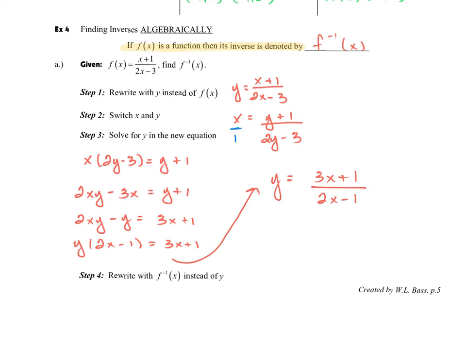And then the last thing that is a nice last step to do is to rewrite the function with our actual function notation to indicate that this new function is an inverse of something that we started with. So we can just rewrite that y. Instead of the y, we're going to write f of negative 1 of x equals 3x plus 1 over 2x minus 1.